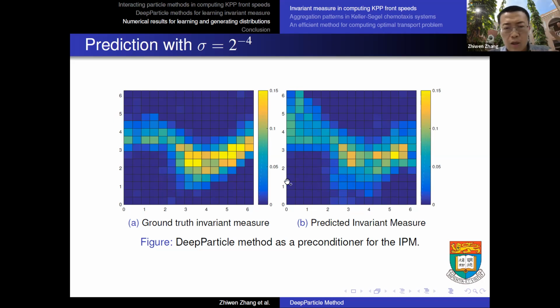However, imagine if you use an initial uniform distribution, you maybe need 10,000 iterations to get this ground truth inverter measure. However, if you use the network as a preconditioner, using this as an initial distribution, you may need like 1,000 or maybe 500 iterations by IPM to get a convergent inverter measure. So in this sense, this DeepParticle method can be viewed as a preconditioner for IPM. I want to demonstrate this idea.